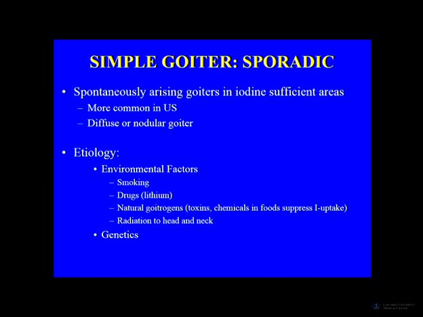Some environmental factors that have been isolated are smoking. Certain drugs can lead to goiters. A major one that we think of is lithium, which is not an uncommon medication used in certain psychiatric conditions. There are also natural goitrogens. These are substances found in toxins or even certain food metabolites that impair iodine uptake and therefore impair thyroid hormone synthesis, and again can lead to hyperplasia via feedback by the pituitary and increased TSH levels.